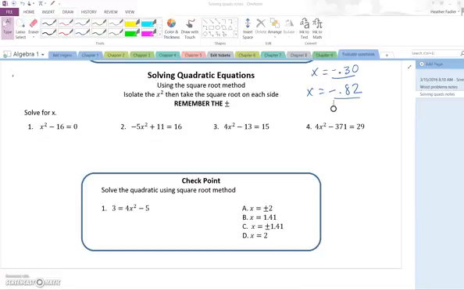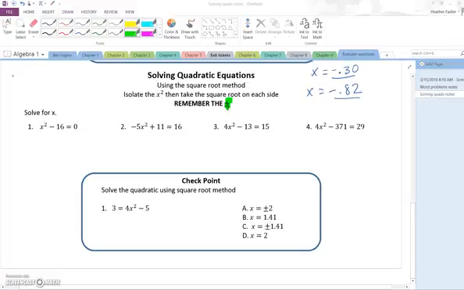All right, moving on. I'm going to go through this quickly because it's not a hard topic. Solving quadratic equations using the square root method. So this is the only time that you don't have to make sure that it's set equal to 0. So we're going to isolate this x squared, then take the square root on each side, making sure that we remember this plus and minus.